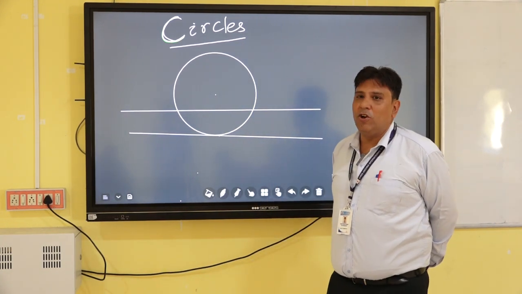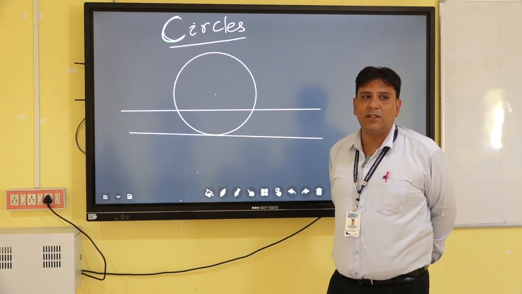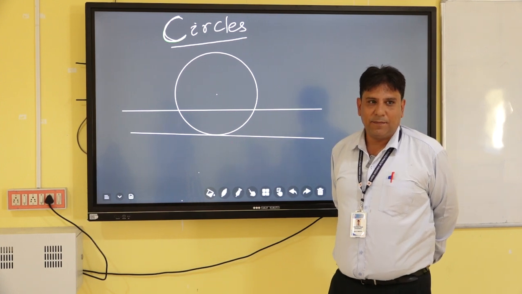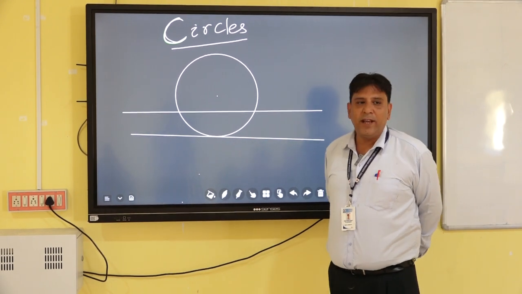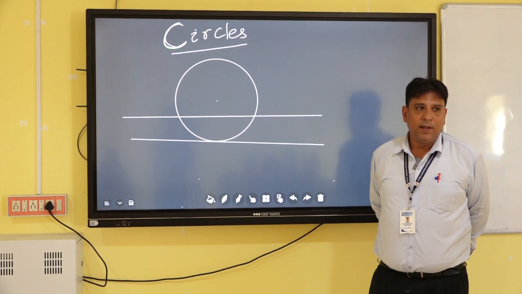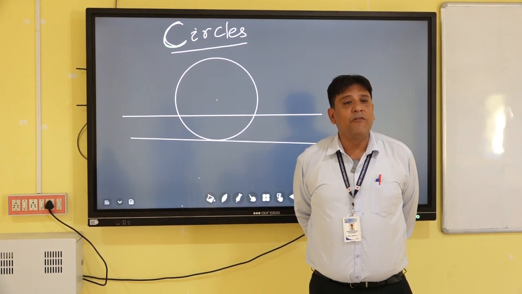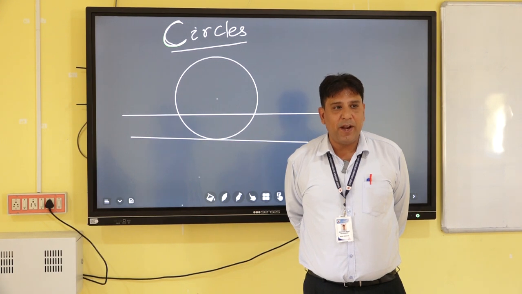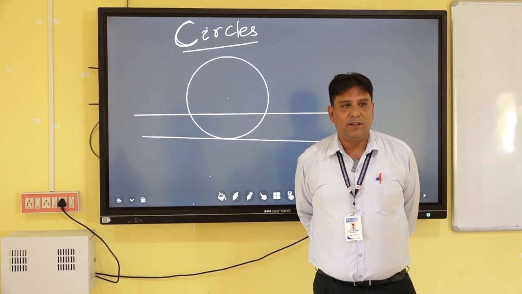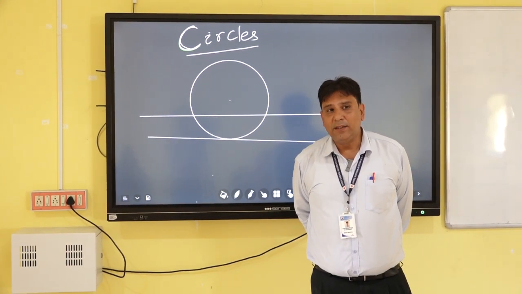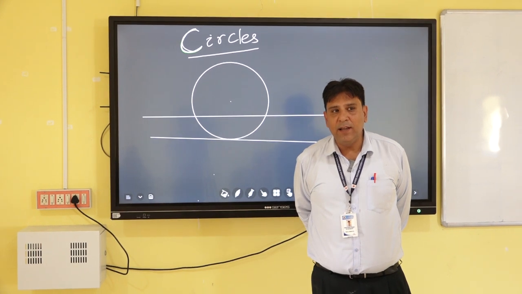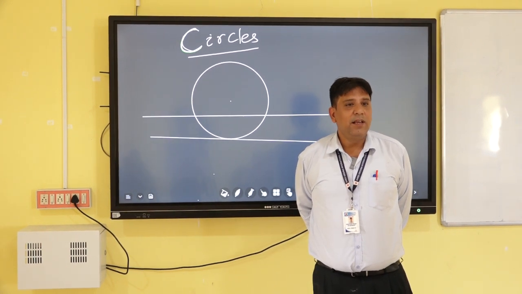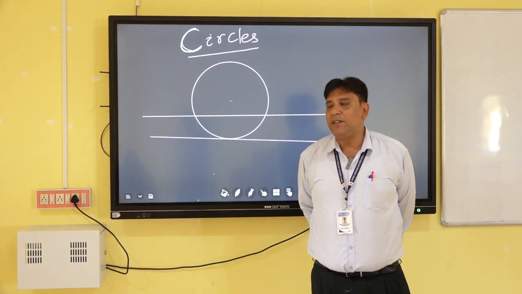Today we'll study some theorems and we'll do some questions related to circles. Now, all of you know what exactly is a circle? A circle is the locus of all points in a plane such that its distance from a fixed point always remains constant. That fixed point is called the center of the circle and the fixed distance is called the radius of the circle.